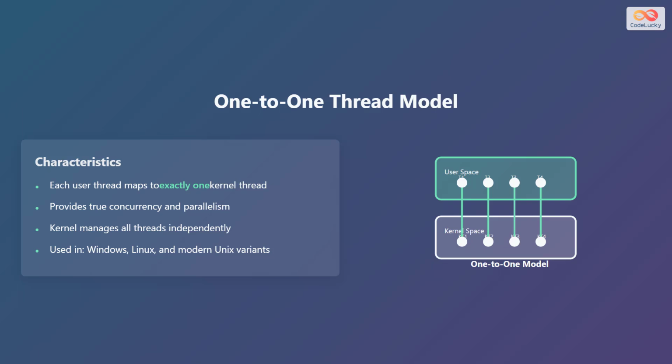Let us discuss the one-to-one thread model. In this model, each user thread maps to exactly one kernel thread. This provides true concurrency and parallelism, as the kernel manages all threads independently. The one-to-one model is used in operating systems such as Windows, Linux, and modern Unix variants.